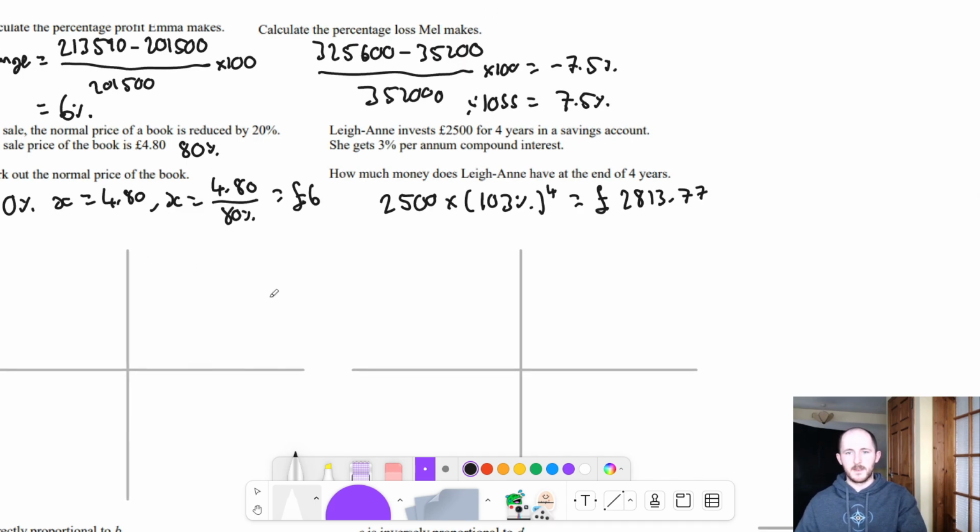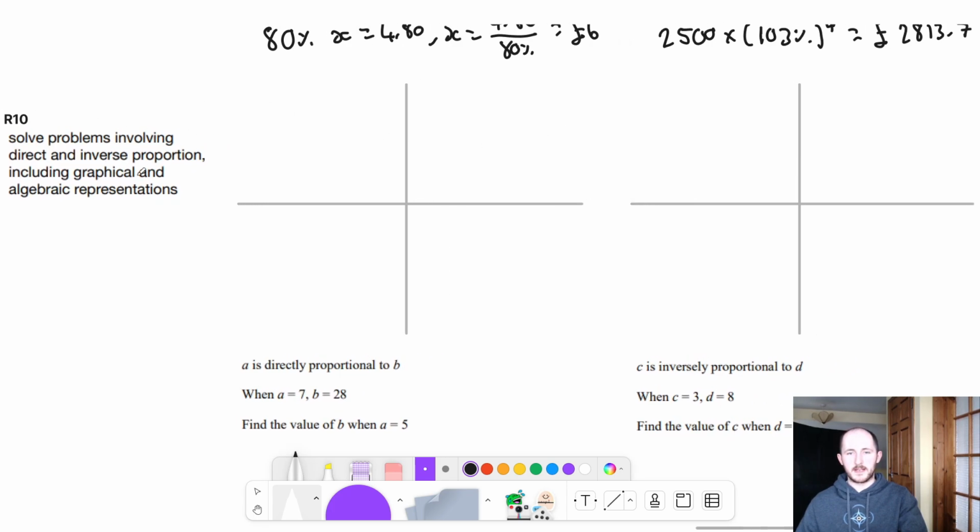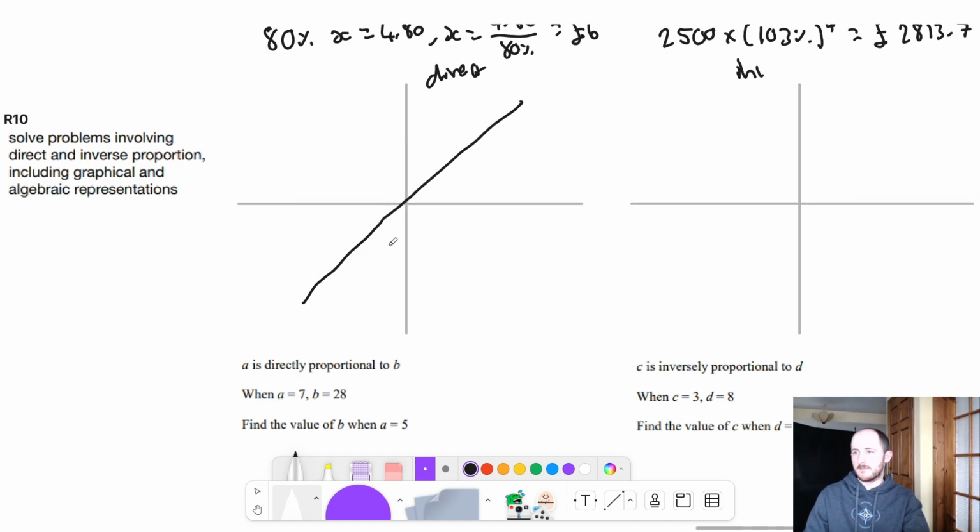Nice and easy. Now, solving problems involving direct and inverse proportion, including graphical and algebraic representations. Direct proportion is a straight line through the origin. Inverse is the reciprocal graph that we had before. Okay?